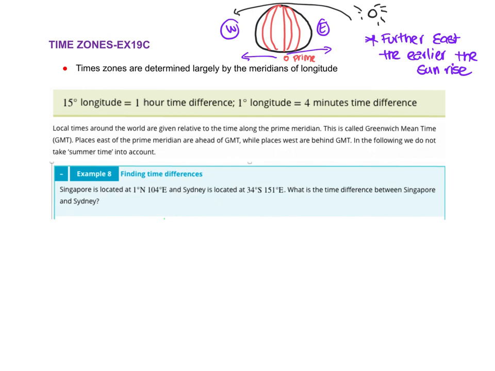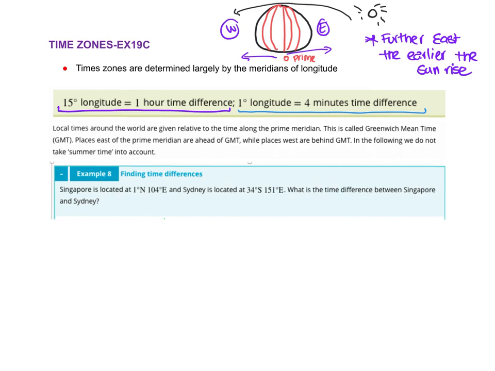All right, so as we said, time zones are calculated using these longitudes, or meridians, as they might call them. If you have a 15-degree difference in your longitude, there's about an hour time difference. This is often the one they use, but we could also convert that to 1 degree equals about 4 minutes difference, okay? Once we go through the questions, you'll see it's quite easy.